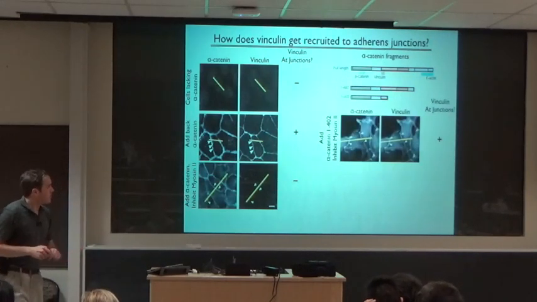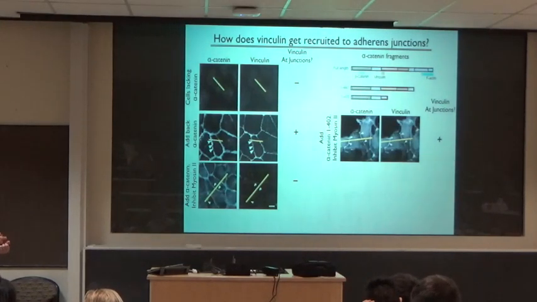So let's look at the results of expressing these constructs. So first, we're going to express this really short one, right? The first 400 amino acids. And we're going to still inhibit myosin 2, just like we did here. Right?